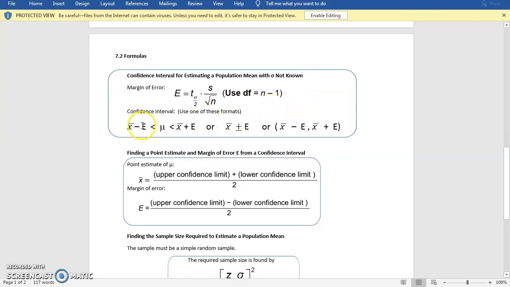And then you create your confidence interval the same way we did for section 7.1. And you can write your confidence interval in one of three ways. You can write it as the inequality, you can use the plus or minus, or you can use just the interval notation. So let me go back and let's look at what we're doing here.